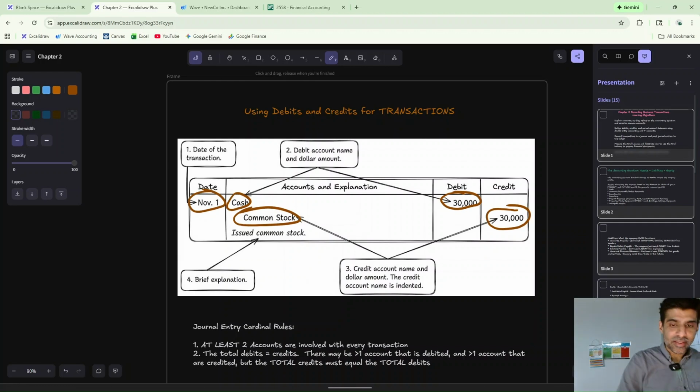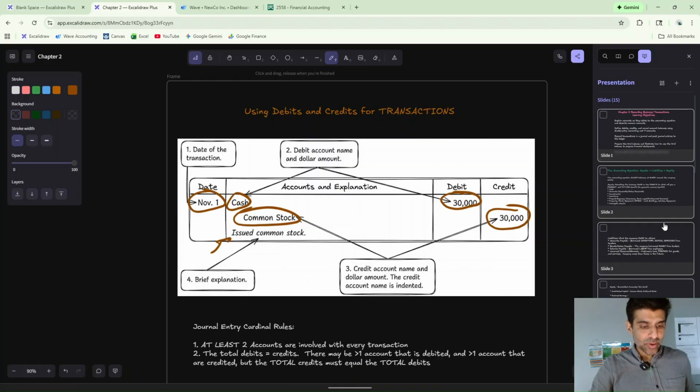So this transaction is consistent with our rules of debits and credits because the cash going up is debited, common stock going up is credited. So that's consistent with those types of accounts. There's at least 2 accounts involved. And in this transaction, the debits equal the credits. So we're happy with this. Okay. And this, what we call a journal entry, is capturing this transaction. And there's also a little explanation. You can see there's a little memo here that says what the transaction was for, the issuance of common stock.